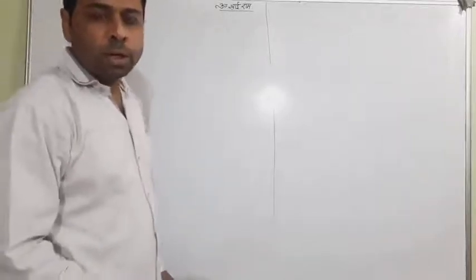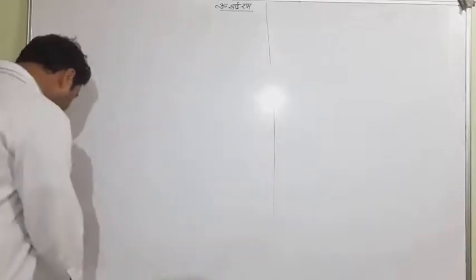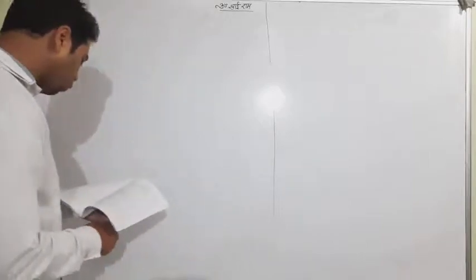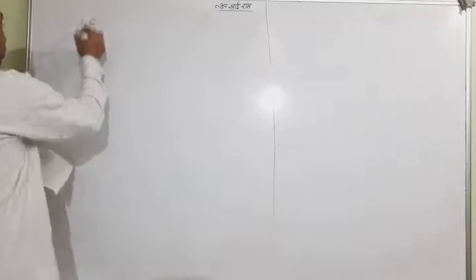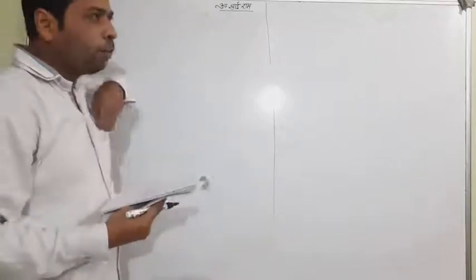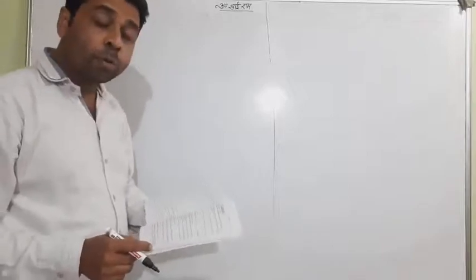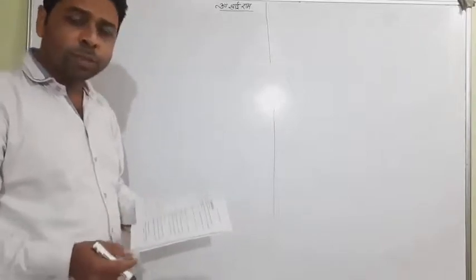Good morning students. Today we will continue exercise 9.2, and we had done up to question number 10. So we will look at question number 11. Can you see question number 11? It is: the sums of the first p, q and r terms of an AP are a, b and c respectively. Prove that the whole expression is equal to 0.